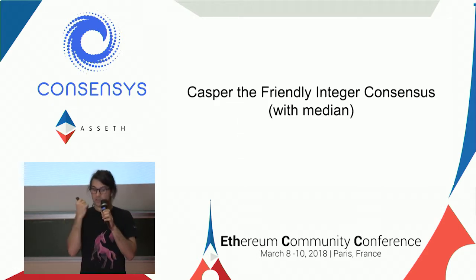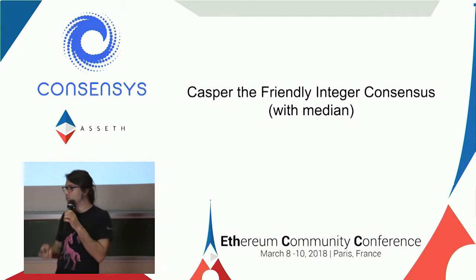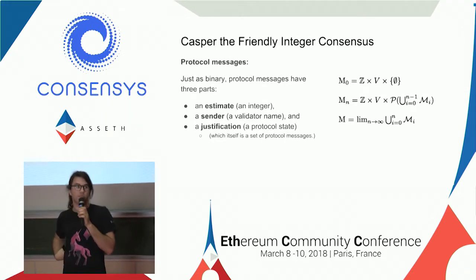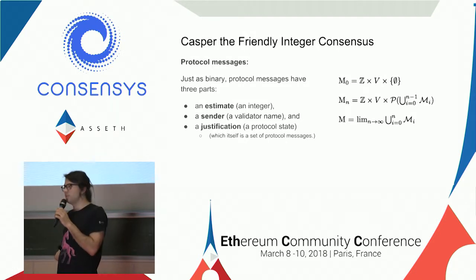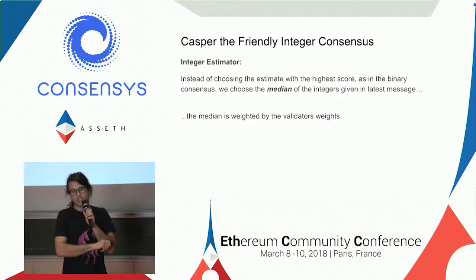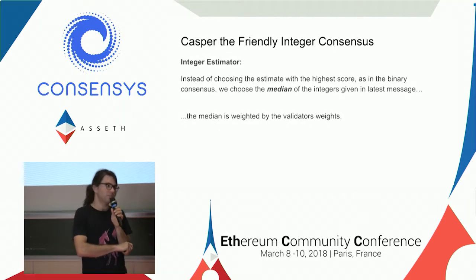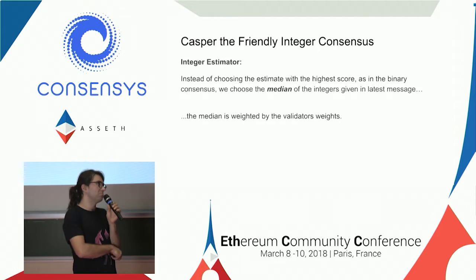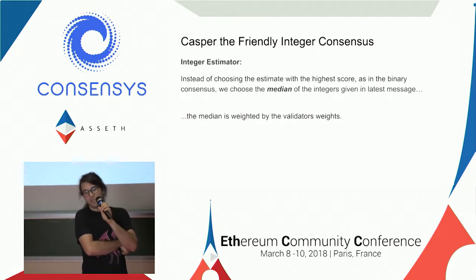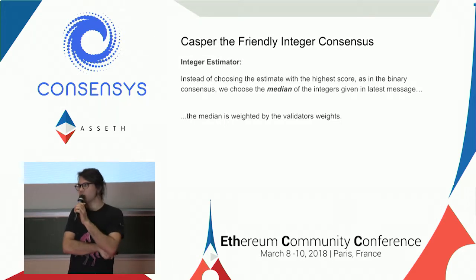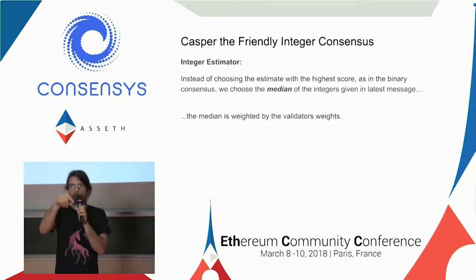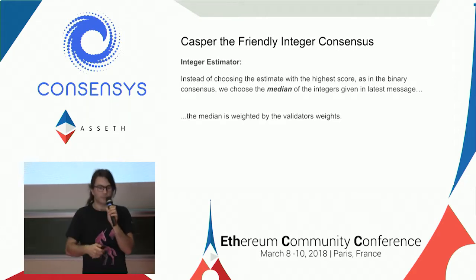So now we can talk about the integer consensus. It's very similar to the binary consensus. The protocol states are sets of messages that exhibit less than some number of faults. This time the estimate is an integer, but we have a sender and justification exactly the same way. Instead of using the max weight by latest messages, we just use the latest messages and do a median. The median is just a justifying estimator. You take your protocol states, you look at the latest messages, you have from each of them an integer, and for each of the validators you have a weight, so you can do a weighted median.